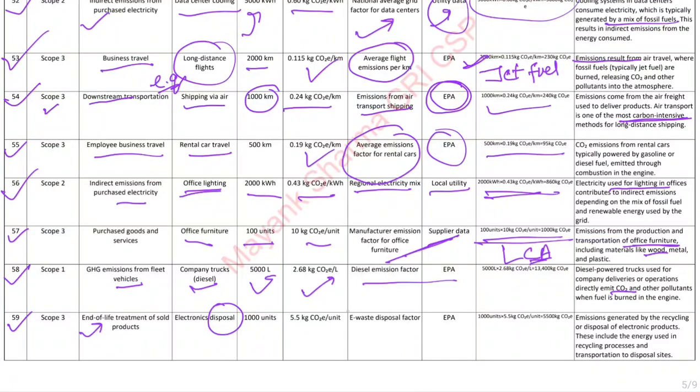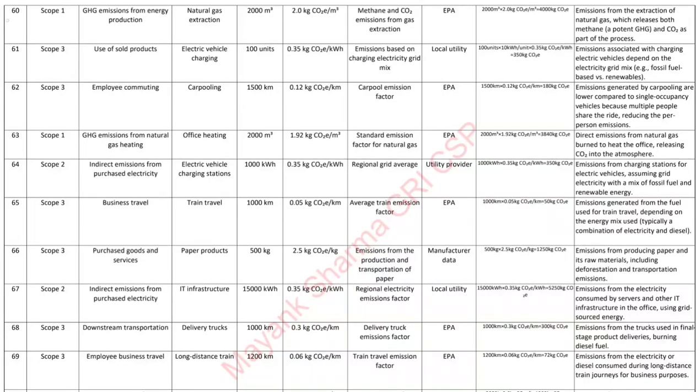Okay, so generating the emissions in that sense. E-waste disposal factor, we have to take the example of the reference EPA, and then these are the number of units multiplied with the emission factor. Okay, next example is Scope 1, GHG emission from energy production.